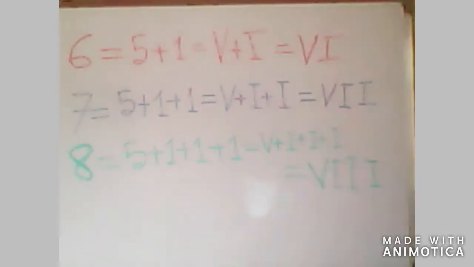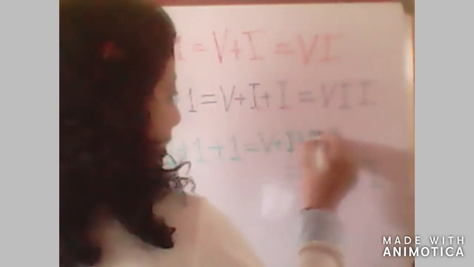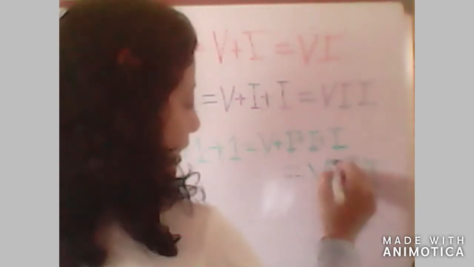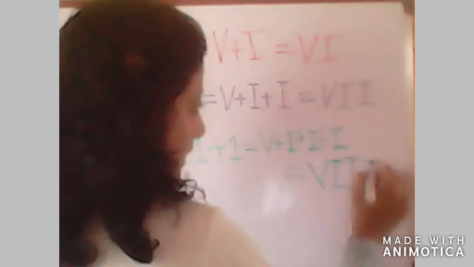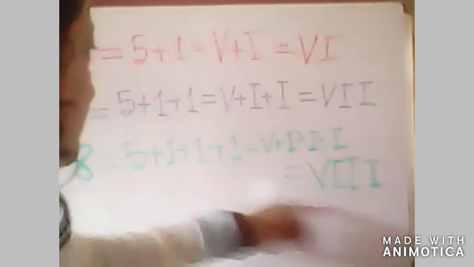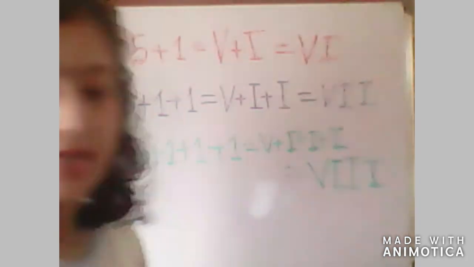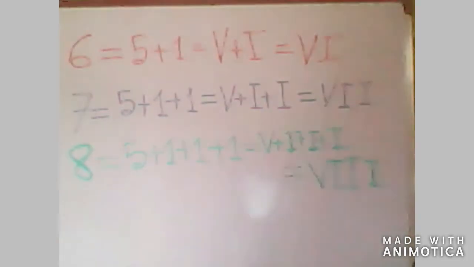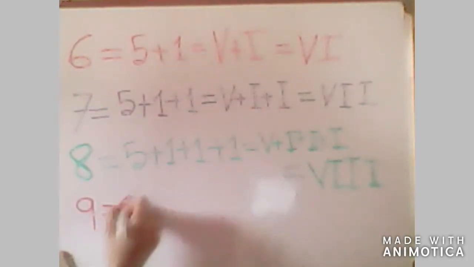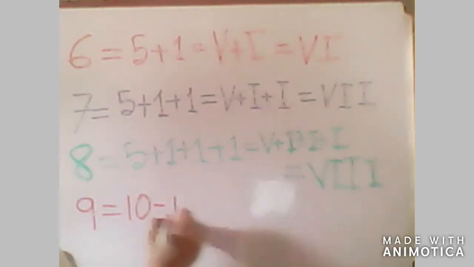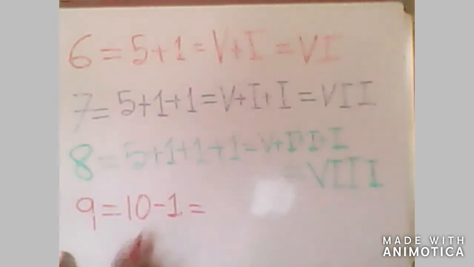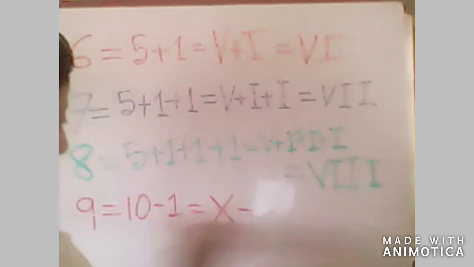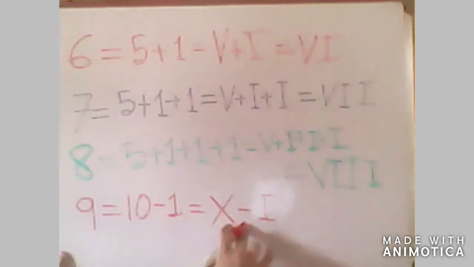Now for 9 we can't write it this way, because here we have already repeated I 3 times and there is a restriction that after 3 times we can't repeat the numeral I, C or X. So here we will write it as 10 minus 1. That means 10 has its own numeral, that is X, and 1 has its own numeral, that is I.